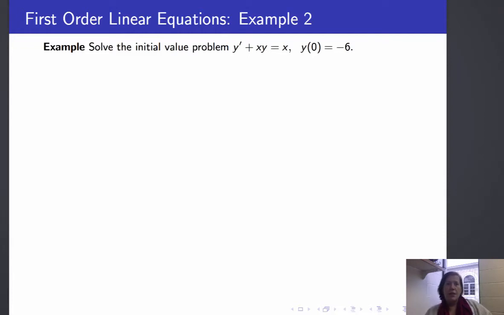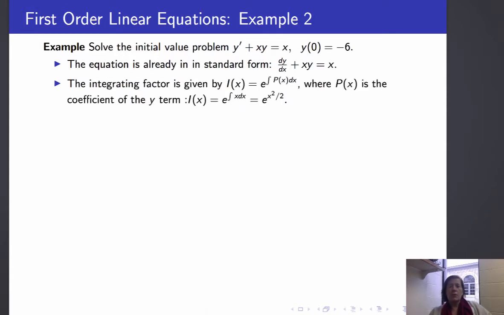Let's try another example. Let's try to solve the initial value problem y prime plus xy equals x, and this time we specify that y of 0 equals minus 6. Now this equation is already in standard form, so there's no rearranging to do as far as that's concerned. It's a first order linear differential equation, so our method is going to work here.